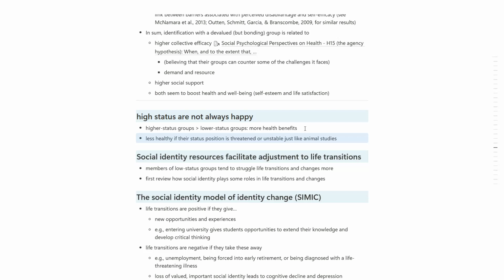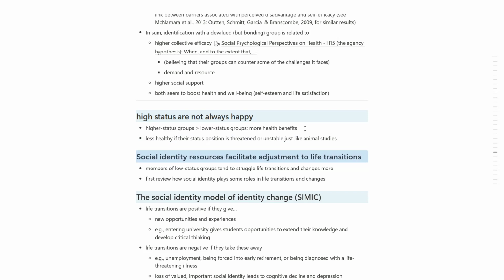And this was also the case in animal studies. So even if they have dominant status in a group, if their status is unstable or can be threatened by subordinate members of the group, then high status animals tend to have poorer health than lower status monkeys, and that's the case for human beings as well.